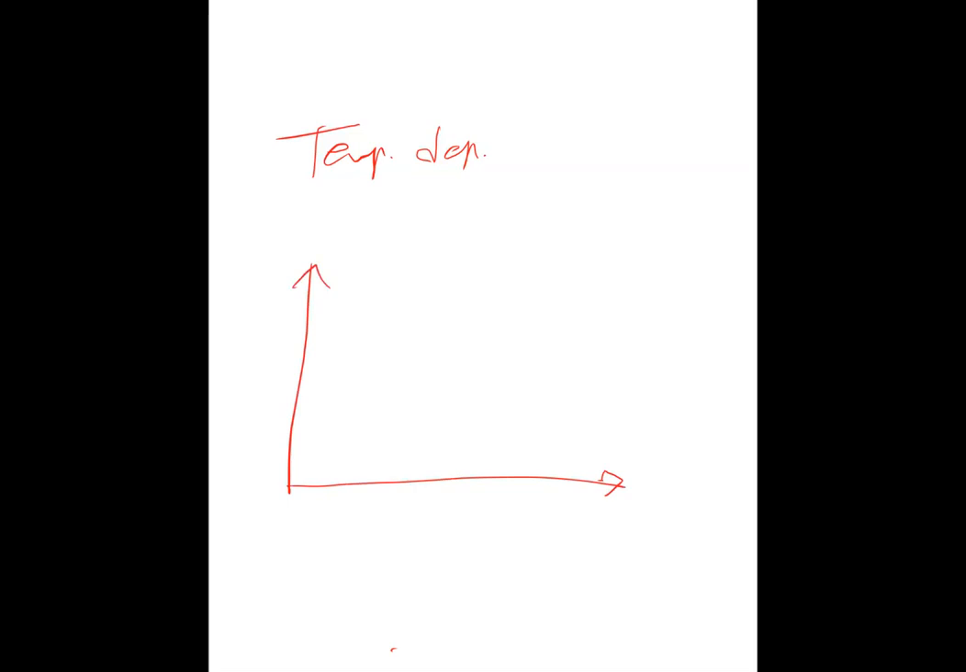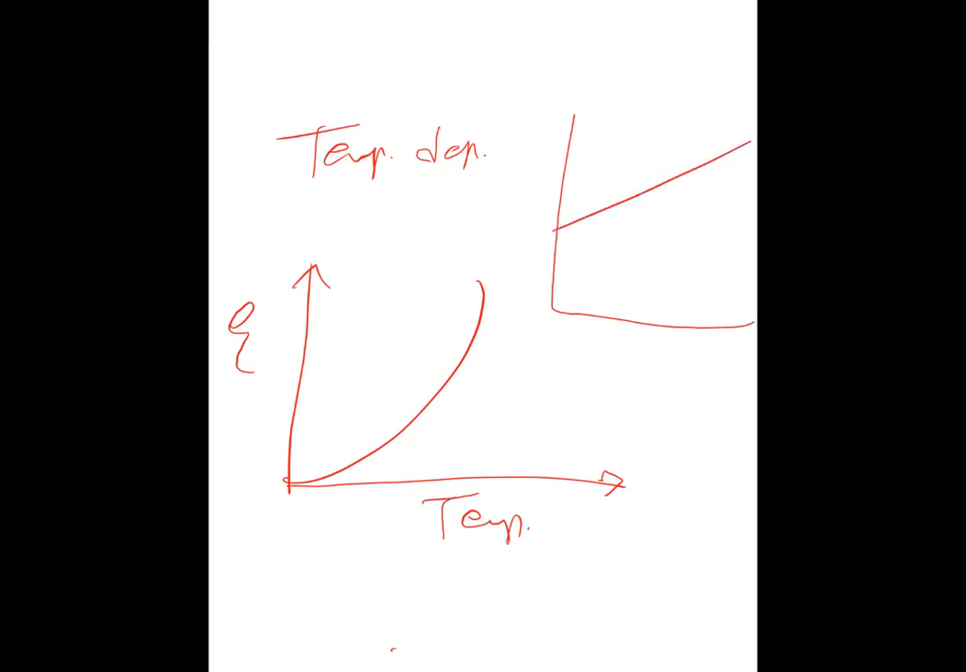One of them, copper, is represented like this. This is the resistivity and this is the temperature. If you increase the temperature, the resistivity of copper is increasing. But if you see another alloy, the nichrome alloy, the resistivity is like this. This is the graph of resistivity for a nichrome alloy.